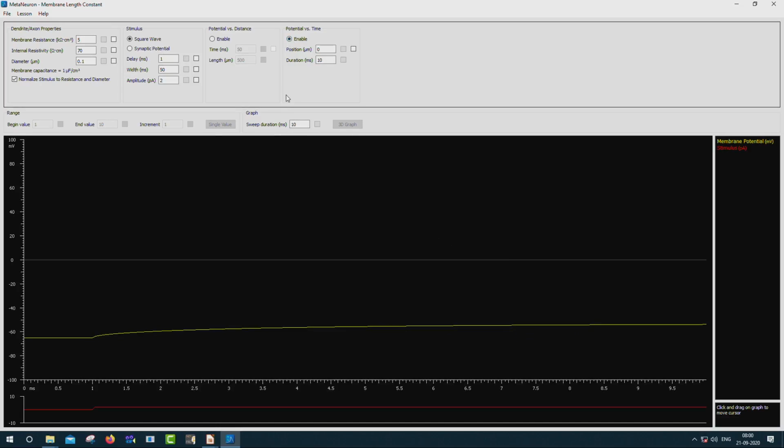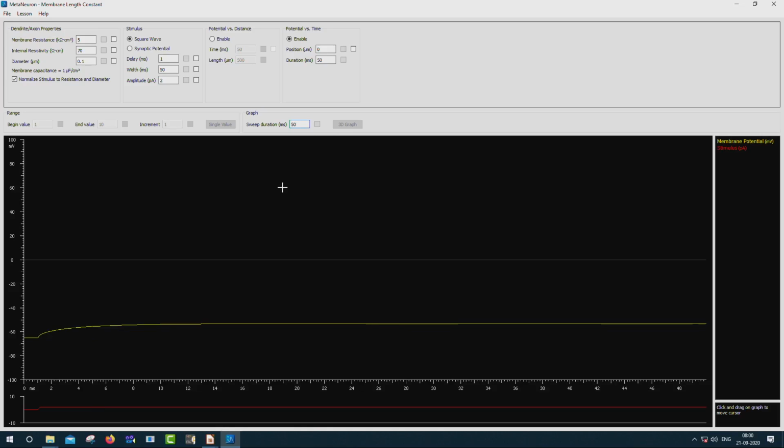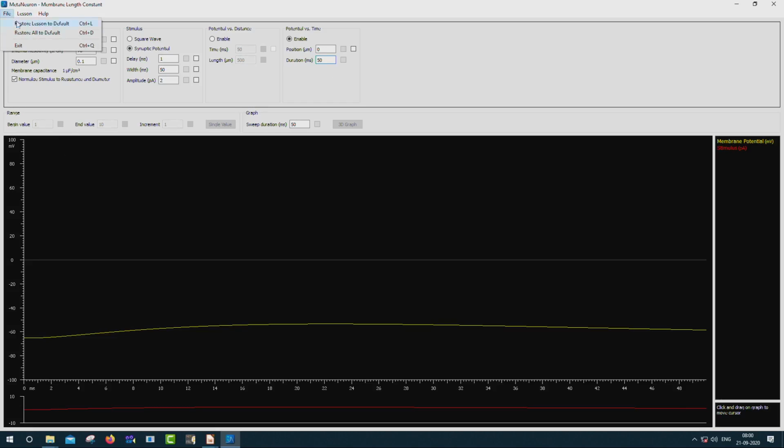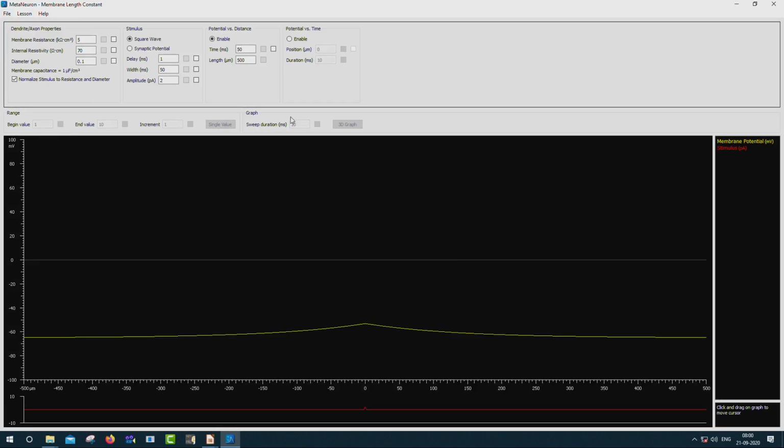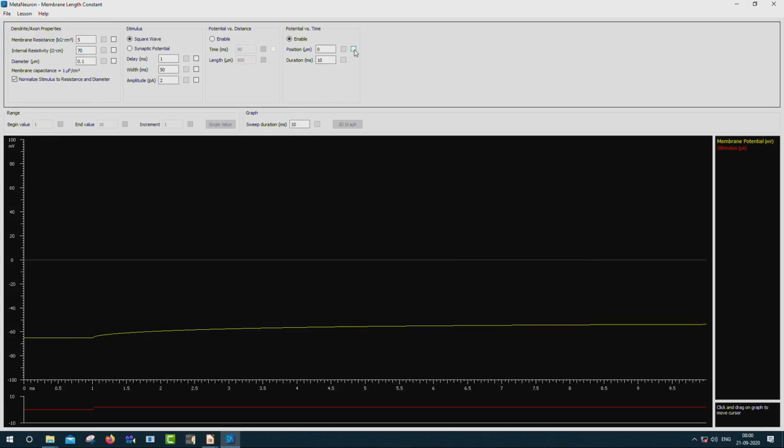Let me change the sweep duration because I can't really see what's happening. So let's change it to 50. You see the impulse, which is the stimulating current over here, and you see the change in the membrane potential. Now let's change it to a synaptic potential. A synaptic potential is much more gradual.